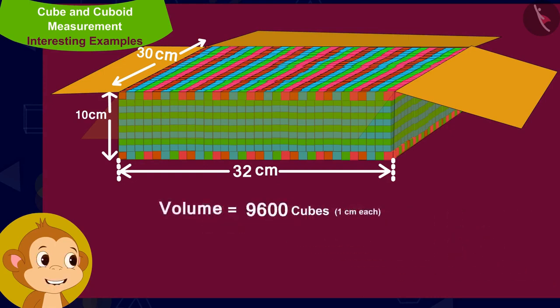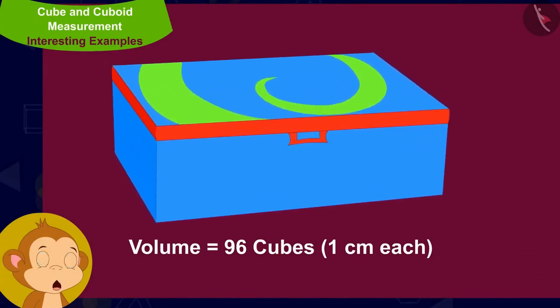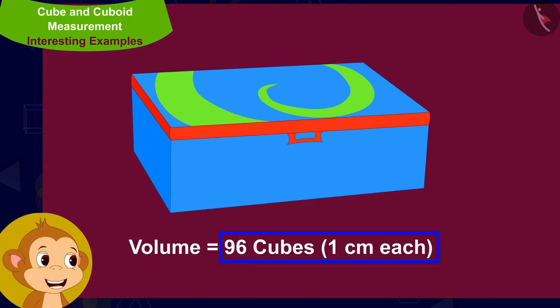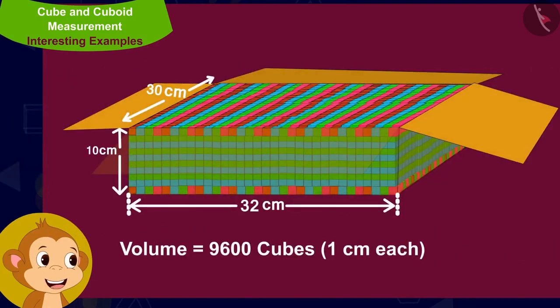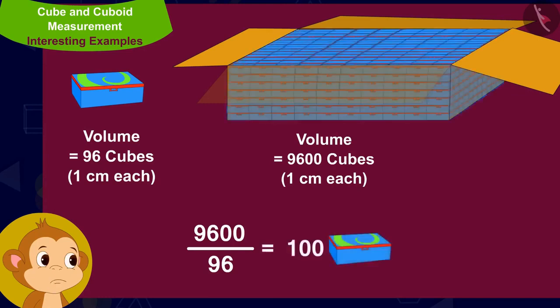In other words, the volume of this cuboid shaped box is equal to 9,600 centimeter cubes. The volume of a compass box is equal to 96 centimeter cubes. And the volume of this cuboid shaped box is equal to 9,600 centimeter cubes. Therefore, in this box, 9,600 divided by 96, that is, 100 compass boxes will be there.